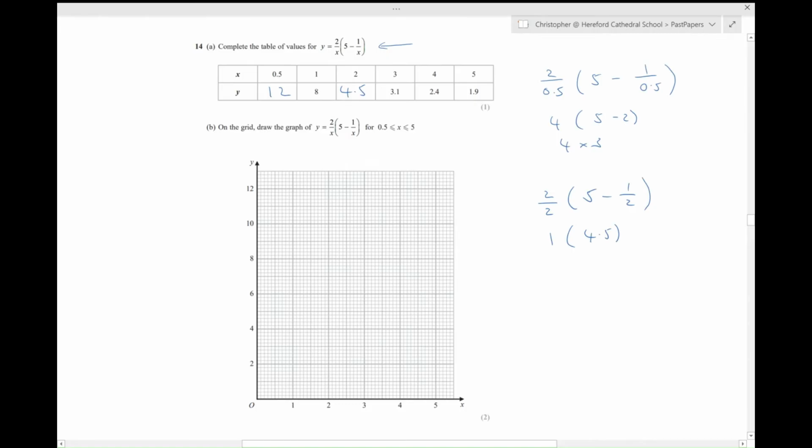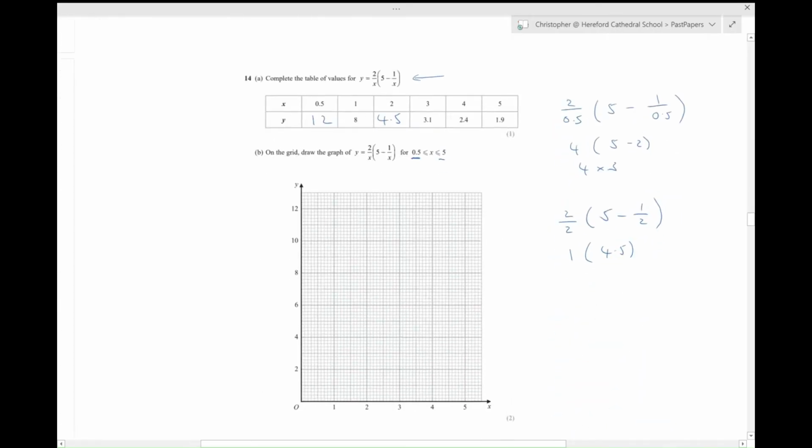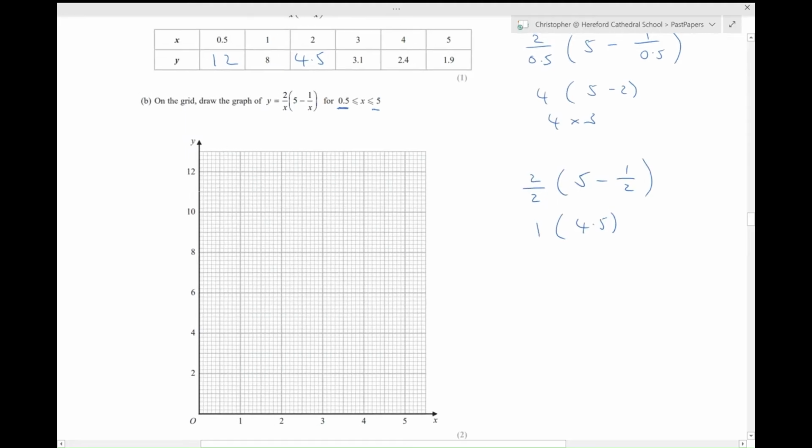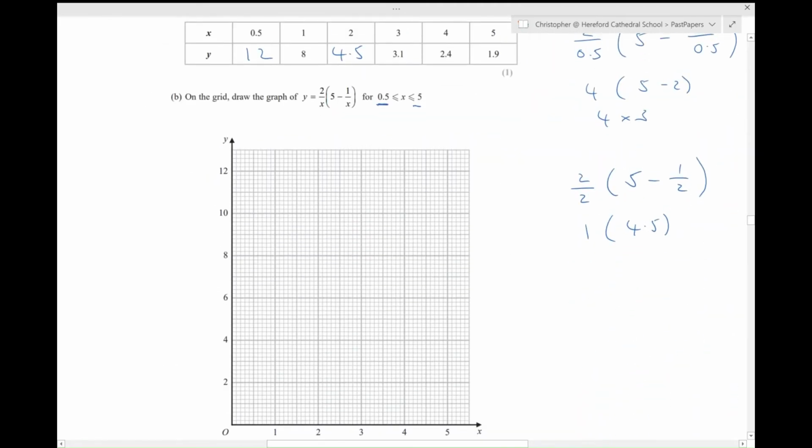Right, on the grid, draw the graph from 0.5 to 5 for values of x. Now we need to be careful of the scale here because they're bound to try and catch us out. So let's have a look at that carefully. We've got x is a half and y is 12. Okay, that's fine. X is 1, y is 8. X is 2, y is 4.5. Now be careful here. Do I put it here? Do you know, I don't, because that's 5. I need to put my point here at 4.5.